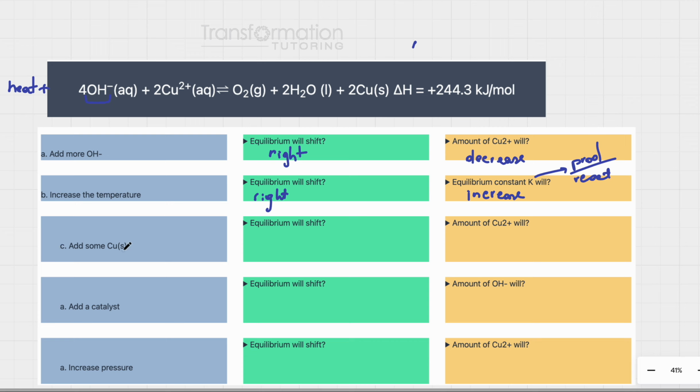Next, add some Cu solid. So first of all, Cu solid is here, and there is something very important that you have to keep in mind. If you change the amount of solids or liquids, equilibrium does not change. So changing the amounts of solids or liquids in your equilibrium will not shift your equilibrium, and therefore amount of Cu2 plus will also have no change. That's a very important thing to know.